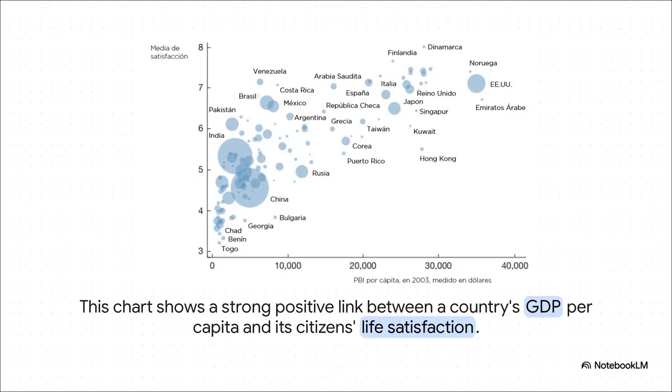Just take a look at this chart. Along the bottom, you have a country's GDP per person, and going up the side, you have how satisfied its citizens say they are with their lives. The trend is just impossible to miss. As you move to the right, as countries get richer, the bubbles tend to move up. So while we all know money isn't everything, this shows a really clear connection. Economic growth helps create the conditions for happier, more satisfied lives.